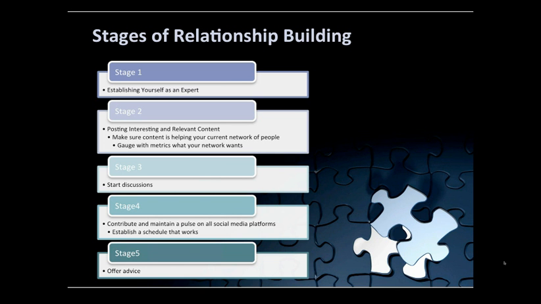Stage 2 is posting interesting and relevant content. You want to make sure that content is helping your current network of people, not just promoting yourself. You have to gauge with metrics what your network wants. So the people who are your fans on your Facebook fan page for your company, what do they want? Stage 3 is start discussions. Get the conversation going. See what they want. See what they're having problems with, because you can help them.